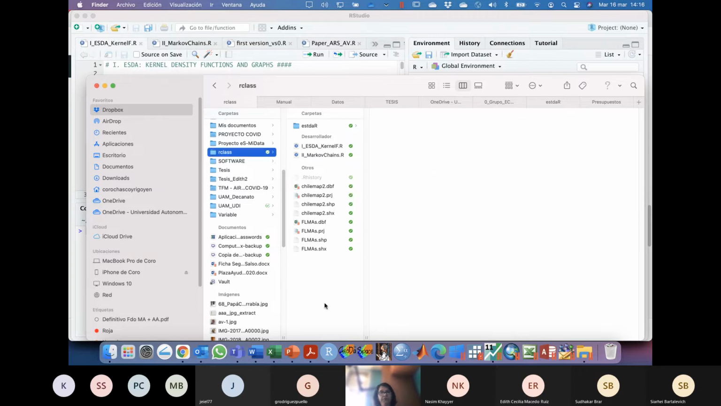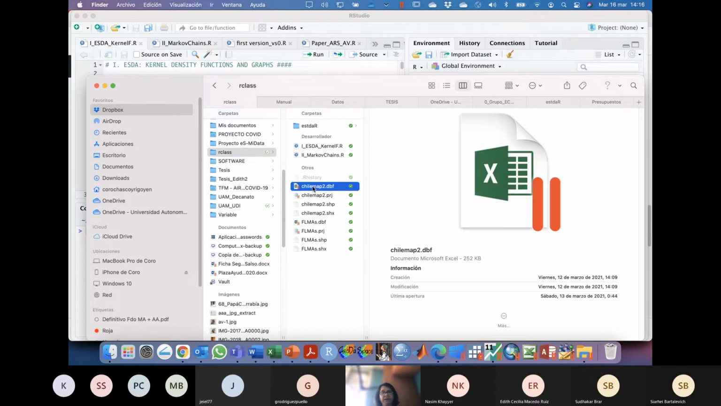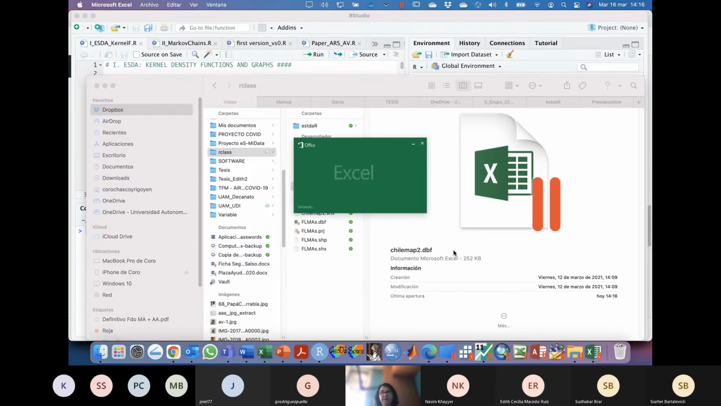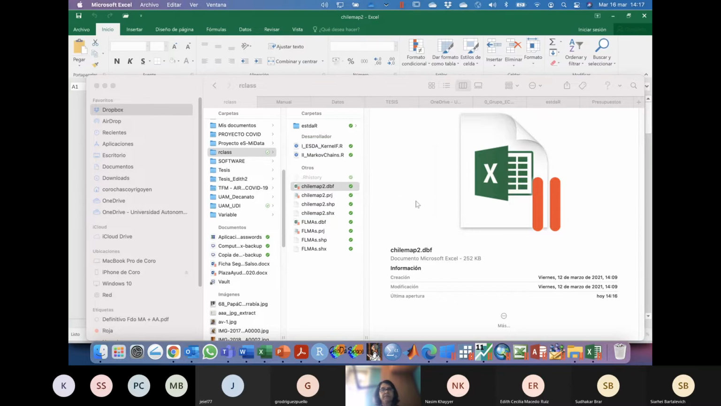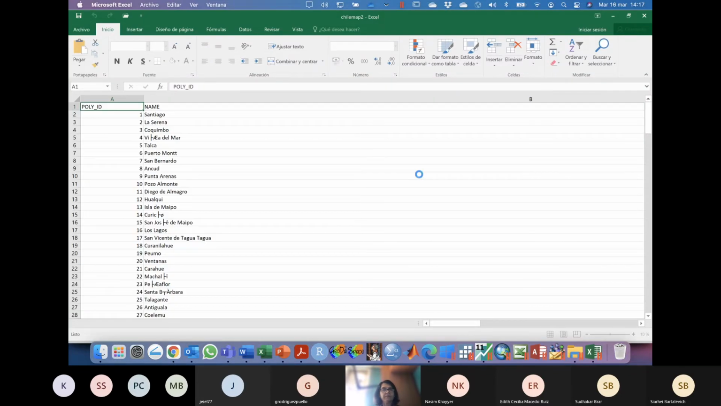So Chile map 2. I don't know if it was the map we had, but if I open this map, I think this is the map we built when dealing with it in GeoDa. I will show the table for this map.